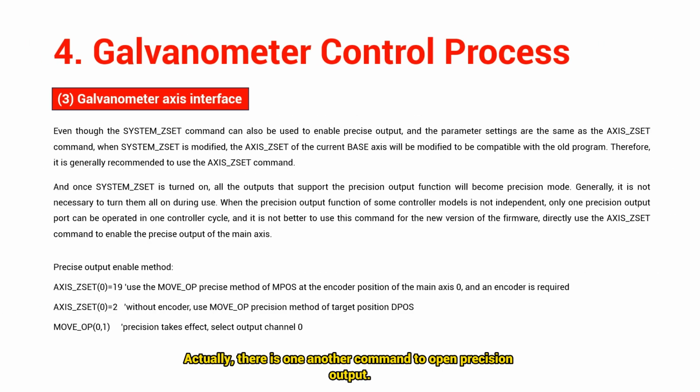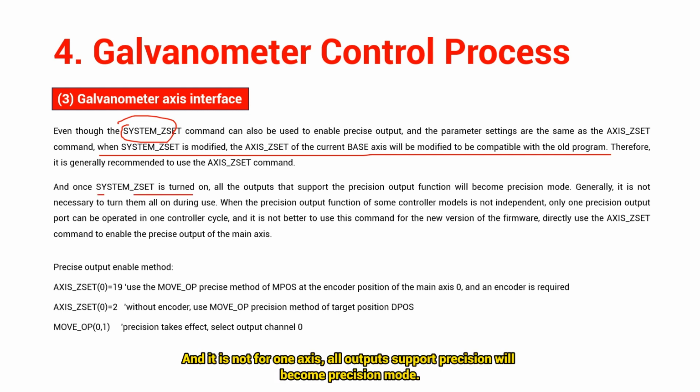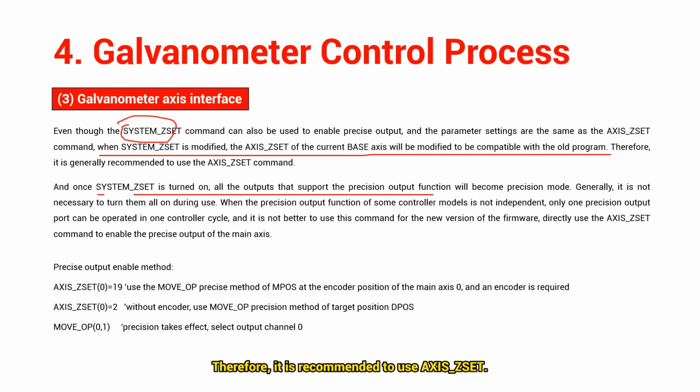Actually, there is another command to open precision output: SYSTEM_ZSET, which was usually used before. Their setting methods are the same, but when this is changed, the other will also be changed. And it is not for one axis. All outputs that support precision will become precision mode. Therefore, it is recommended to use AXIS_ZSET.